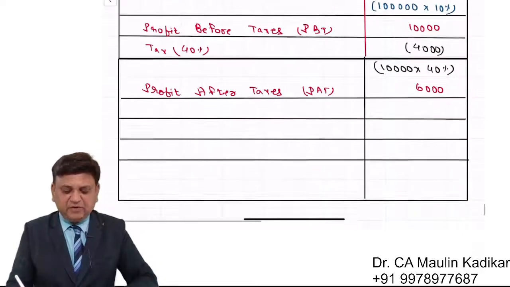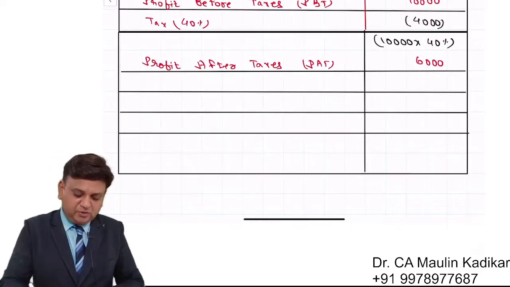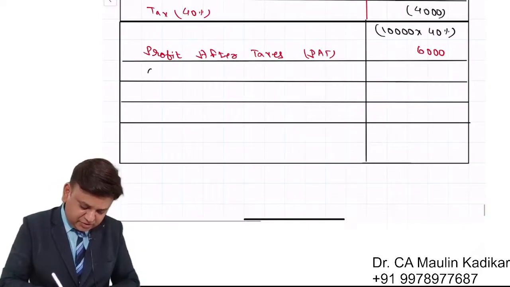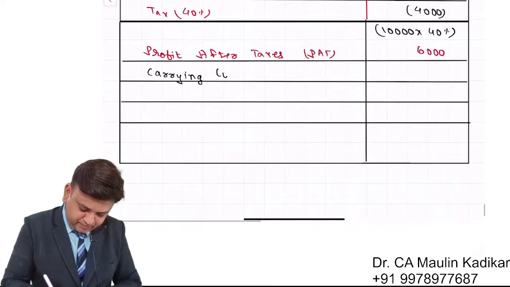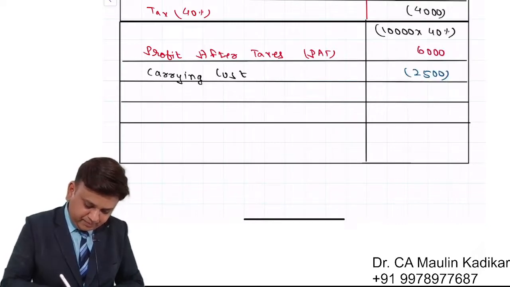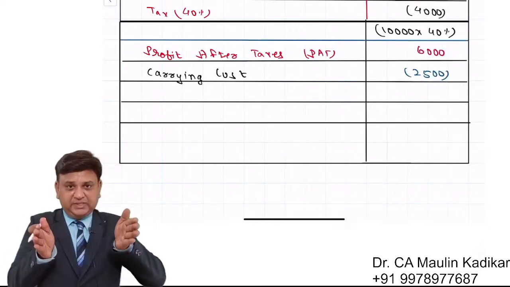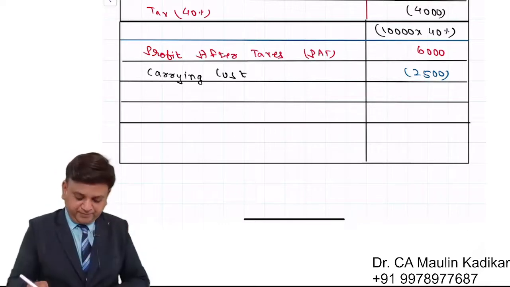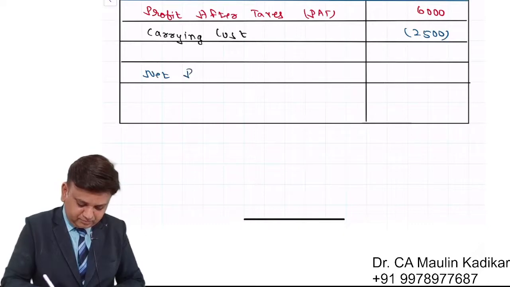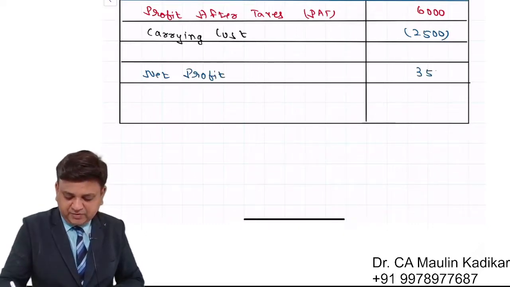That is the reason what we will do, friends. We are required to deduct the carrying cost at this point of time. We will deduct the carrying cost. What is the carrying cost? 2,500. So from 6,000 rupees, we will deduct 2,500. And we will be having the net profit. Net profit is 3,500.